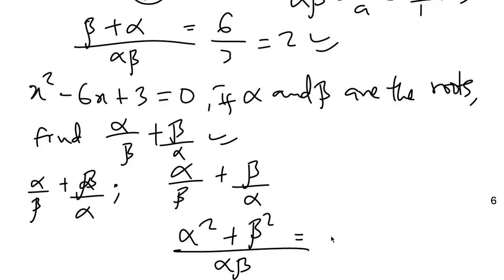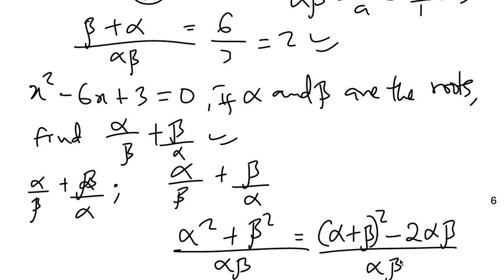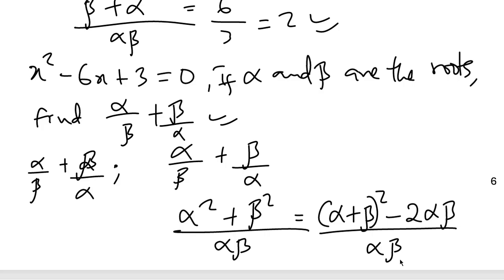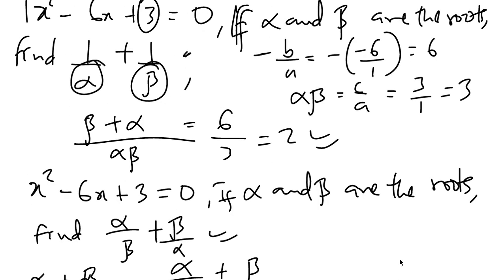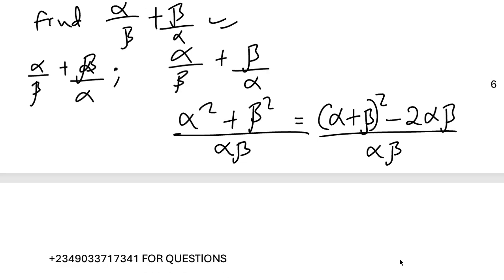Alpha squared plus beta squared is the same thing as alpha plus beta all squared minus 2 alpha beta, so all over alpha beta. The goal of all this is to simplify such that you will now be able to substitute alpha plus beta and you'll be able to substitute alpha beta, right? So in the case of this equation, we say that the sum of the roots, we got it at 6 and the product was 3.